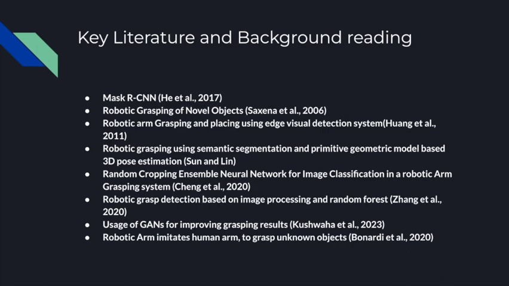These are some of the papers that I have read during the past few days, some of which include Mask RCNN, which explains the working of the Mask RCNN framework, which I will be using and evaluating. Other papers mentioned after have explored different approaches and techniques in robotic arm grasping, which I will be using to compare and evaluate results.